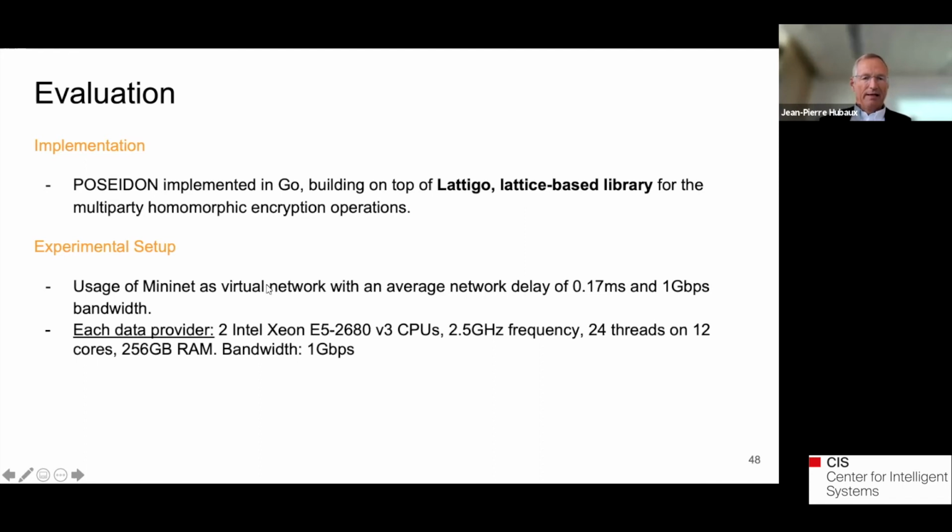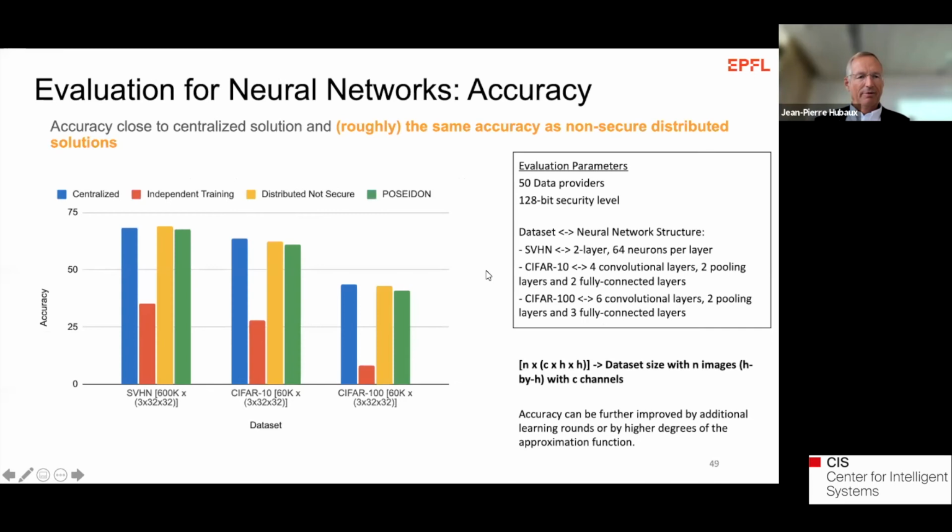This is implemented, as Spindle is also implemented, in the Go language and built on top of a lattice-based crypto library that I'm going to refer to in a few minutes. You see here it's off-the-shelf, relatively modern hardware with a bandwidth that we assume to be 1 gigabit per second, which is maybe a bit generous, but you can scale up or scale down if you wish.